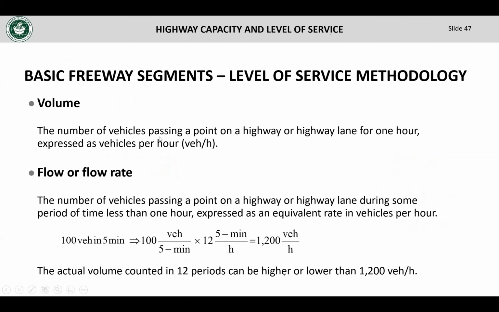Volume is the number of vehicles passing a point on a highway or highway lane for 1 hour, expressed as vehicles per hour.